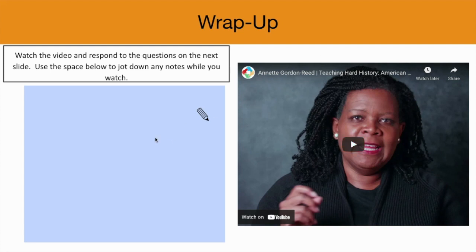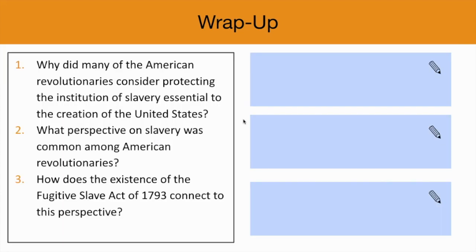After they watch the video and take notes, students can respond to the following questions. Why did many of the American revolutionaries consider protecting the institution of slavery essential to the creation of the United States? What perspective on slavery was common among American revolutionaries? How does the existence of the Fugitive Slave Act of 1793 connect to this perspective? You can also use the video from historian Annette Gordon-Reed, as well as these questions here, as a way to build additional historical context during the mini lesson for Day 1 or Day 2 of this lesson.